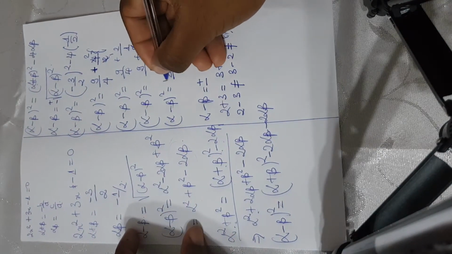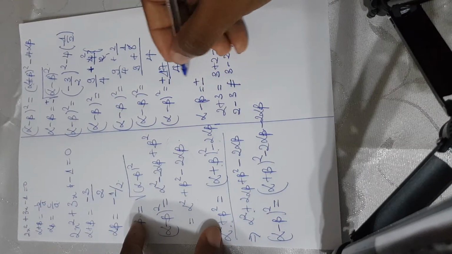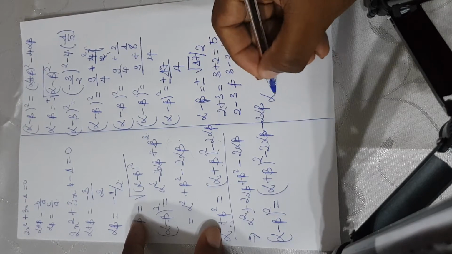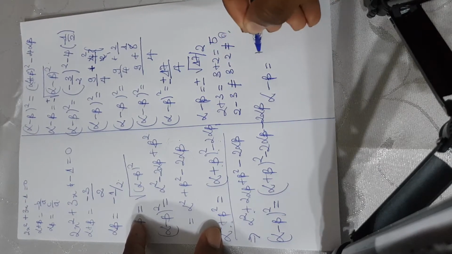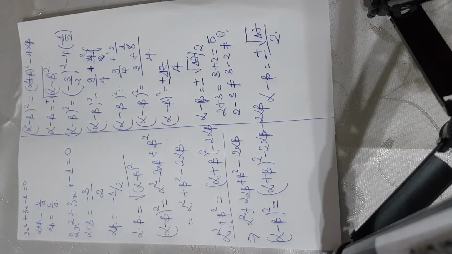So now here you're going to have a plus or minus. Your alpha minus beta is going to be plus or minus the square root of 17 all over 2. Alpha minus beta is equal to plus or minus the square root of 17 all over 2.